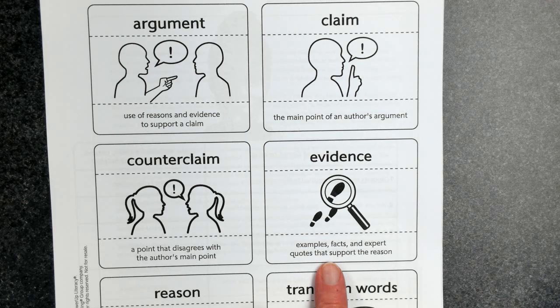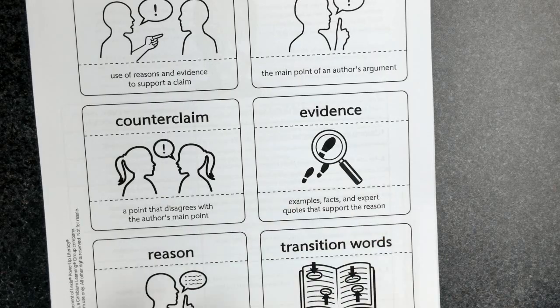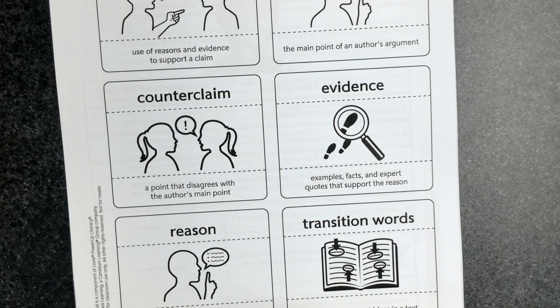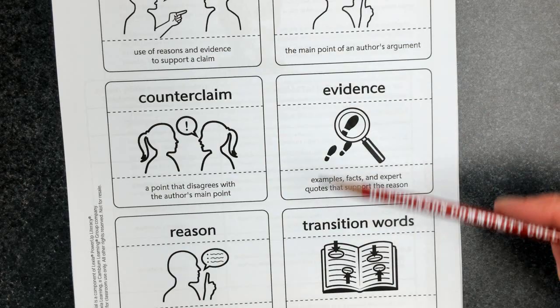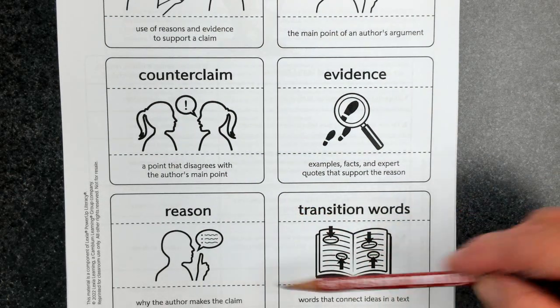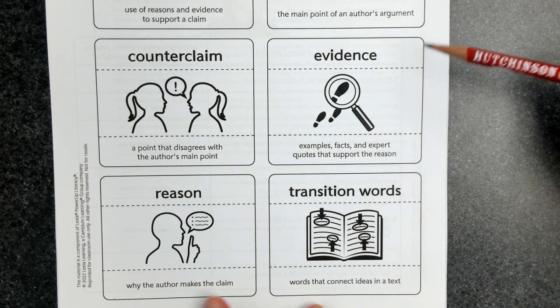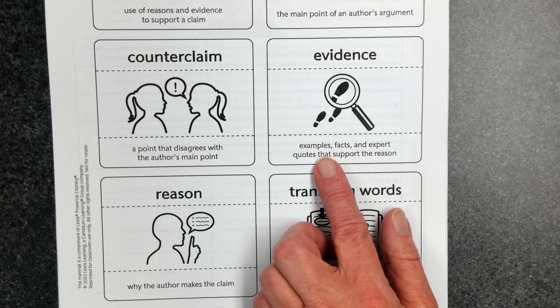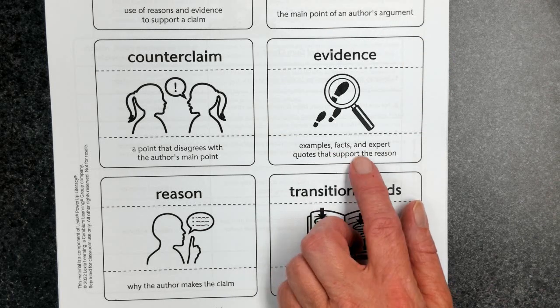All right. So there's evidence and there's reasons. Actually, reasons should come first. Oh, they're doing this in alphabetical order. I get it, you guys. Okay. So reason is why the author makes the claim. So like first, and then they'll use evidence like examples, facts, quotes.